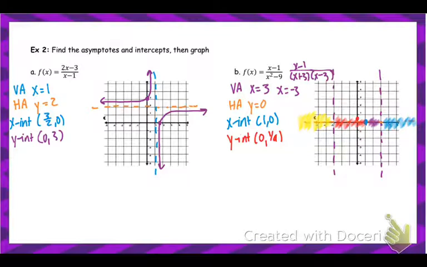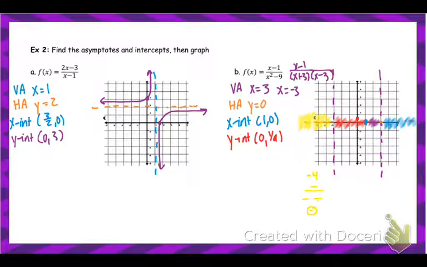So if I pick a test point in the yellow region, like negative 4, and plug negative 4 into the factored form, negative 4 minus 1 is a negative number. Negative 4 plus 3 is a negative number, and negative 4 minus 3 is a negative number. That means everything within that region is going to be negative, because the only place I can cross the x-axis is either at a vertical asymptote or an x-intercept. And in that yellow region, none of those things are going to change.